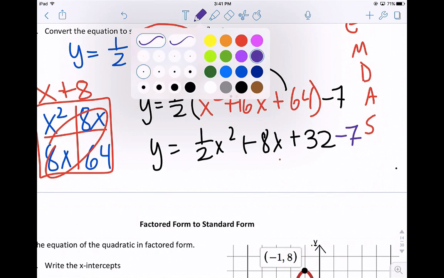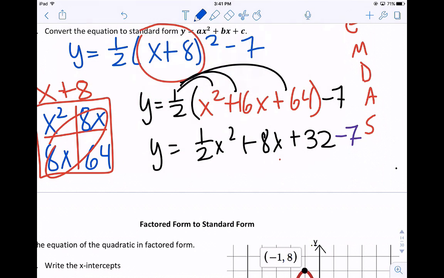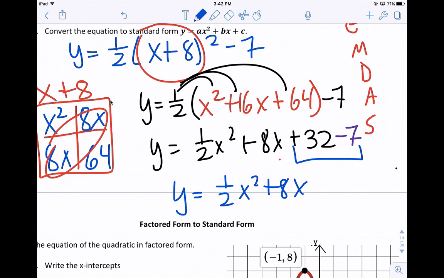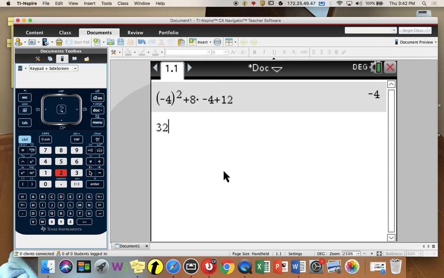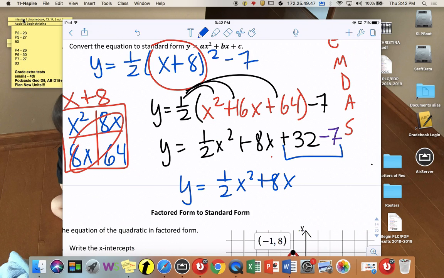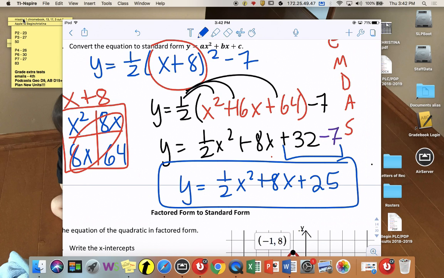All right, last step, combine like terms. So we will combine these two right here. And we'll get 1/2 x squared plus 8x, and then 32 minus 7, put that in, and we'll get 25. So now we've changed it to standard form where we no longer have the parentheses.